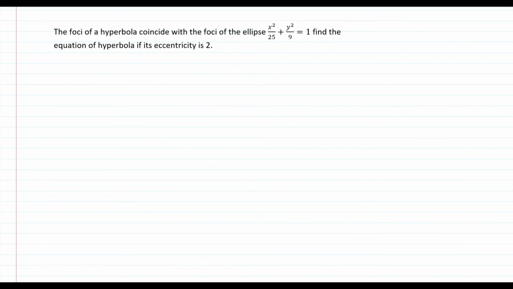The problem says the foci of the hyperbola coincide with the foci of the ellipse given. Find the equation of the hyperbola if its eccentricity is 2. So here the foci of the hyperbola coincide with the foci of the ellipse. So we need to find out the foci of the ellipse first.